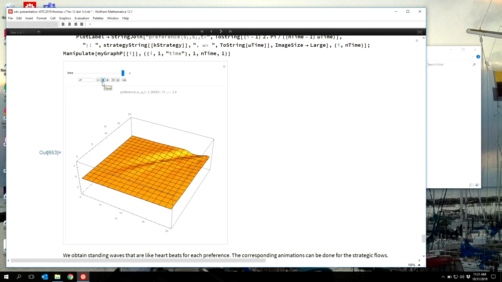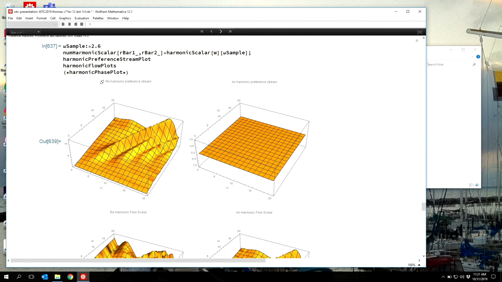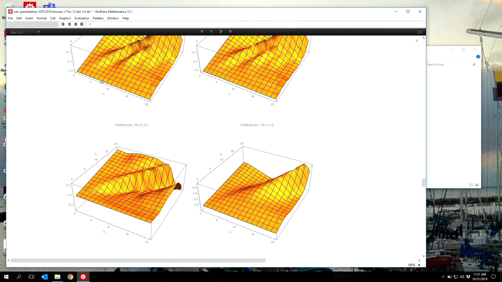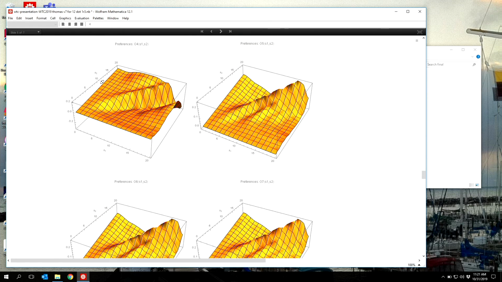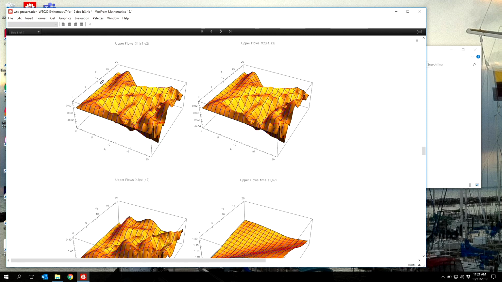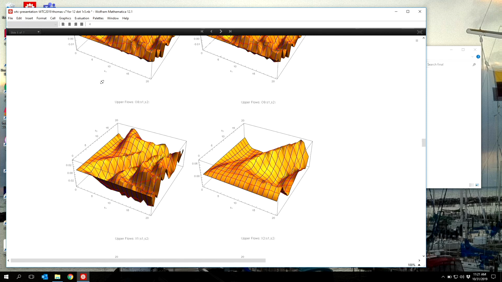Because I'm operating in this space, I do expect that of these 12 strategies, I should be able to look at each of these strategies along this ownership surface, which I can do, and I see that there's a lot of structure. Here are the flows. Again, there's a lot of structure. And you can see the effect of the various kinds of inputs.